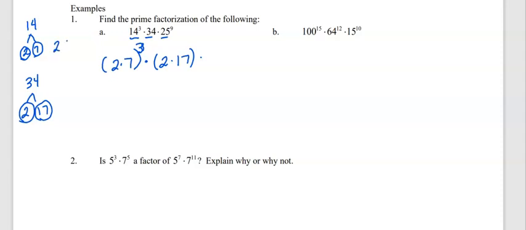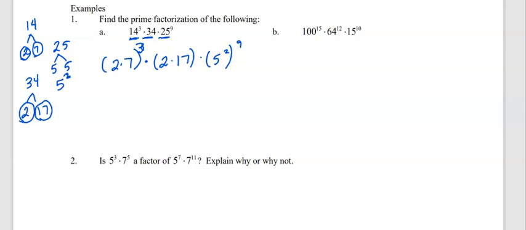25 is not prime, so it's a composite number. I break it down as 5 times 5, which is 5 squared. So this is times 5 squared to the 9th power. And what I've done in step 1 here is I have rewritten this problem, prime factoring all of these bases because they were all composite numbers.